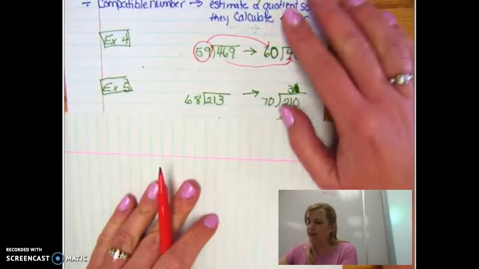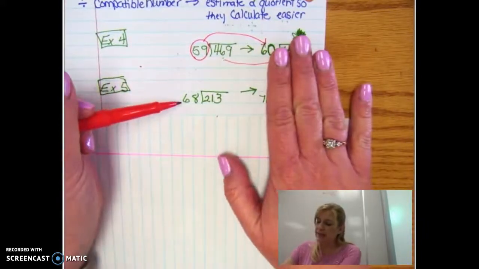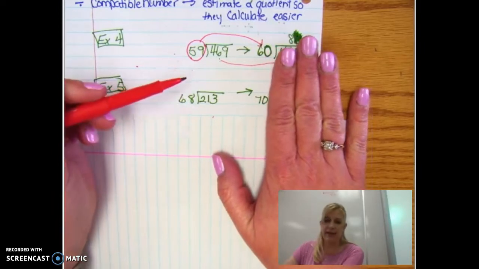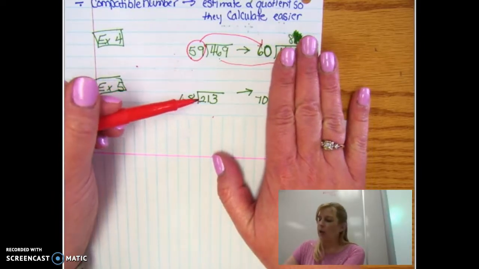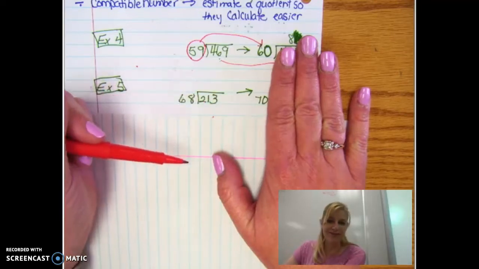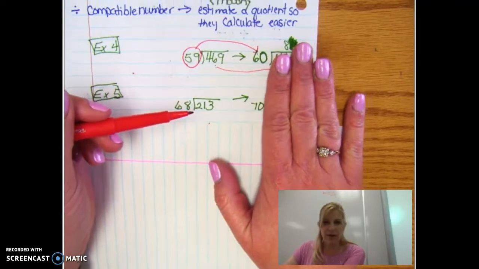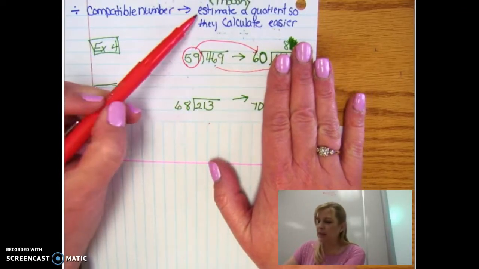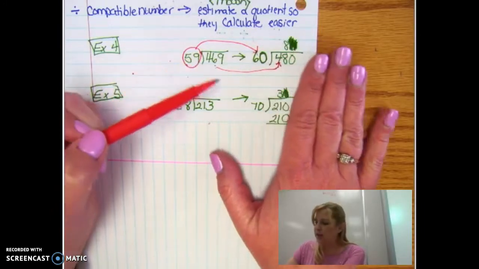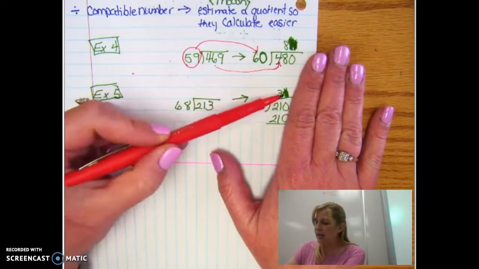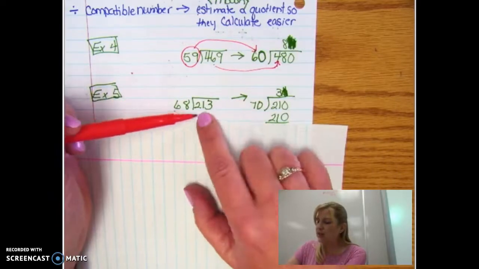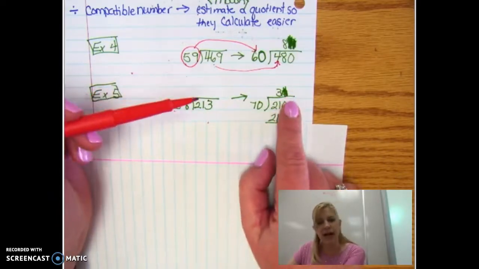Let me show you another one. So if we have 68 and 213, 68 is nearly 70. Okay? Well, 213, I know 7 and 21 are mooshable numbers, compatible numbers. And that's, again, here is the definition. You estimate a quotient so that they calculate easier. So I'm going to say 210, and 3 times 70 is 210. So 68 goes into 213 about 3 times.